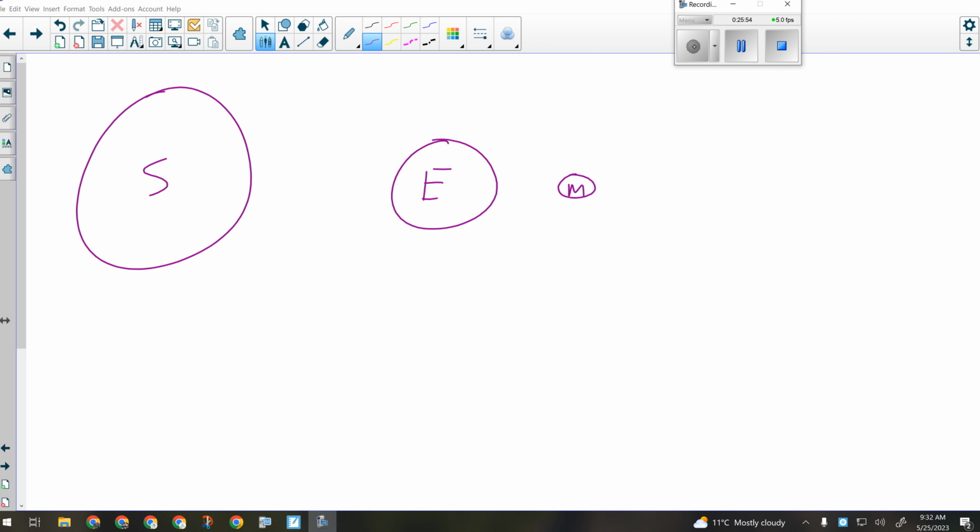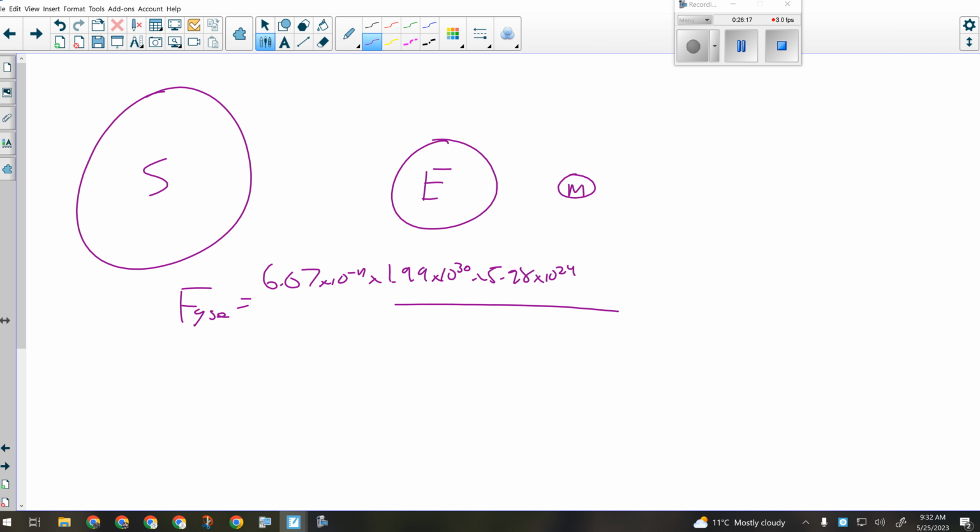Okay, so for this question we have 3 calculations: force of gravity between the Earth and the sun, force of gravity between the Earth and the moon, and the net force calculation. So force of gravity between the sun and the Earth: 6.67 times 10 to the minus 11, times 1.99 times 10 to the 30, mass of the sun, times 5.98 times 10 to the 24, mass of the Earth, over 1.50 times 10 to the 11 squared. That's the Earth-Sun distance, center to center.